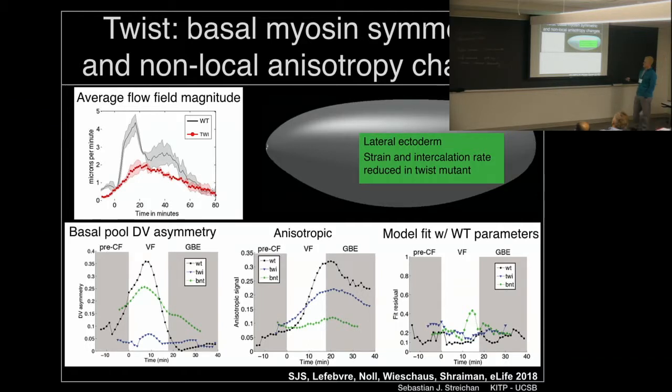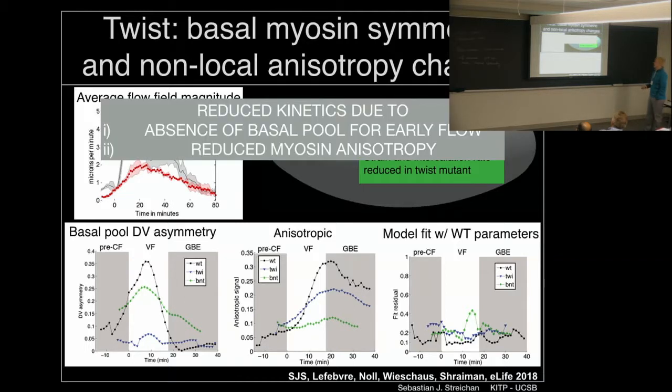But then you can also go and measure the anisotropic pool of the myosin on the apical surfaces. And what you see in the wild type is that this grows with time as the ventral furrow goes in and reaches a peak during the onset of germband extension in wild type, right? This is the black curve. You can measure this now in twist, and what you see in twist is that this is actually strongly reduced. And when you look at the model fit to the flow field that we can get, they're comparable to one another.